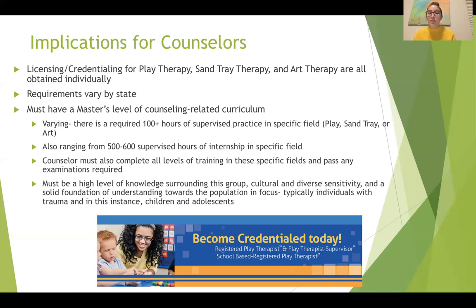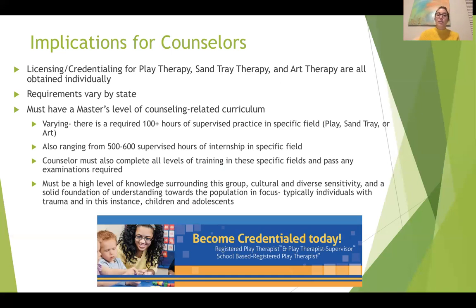As well as that, you have to get about 500 to 600 supervised hours of internship in the specific field, whether that's play therapy, child-centered therapy, or art therapy. Counselors must also complete all levels of training in these specific fields and pass any required examinations. Many times, for any level of these licensures, you go through a set training program and curriculum laid out over a few days or a few weeks, however it may be. Once you complete that, that's normally when you are allowed to complete your supervised practice and internship.